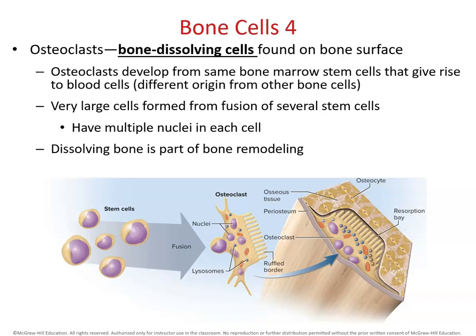Our last type of bone cell here is a little bit different. These are osteoclasts. They aren't in the same progression as the first 3 cell types we looked at. Here we have stem cells that differentiate into osteoclasts. Osteoclasts are bone-dissolving cells. They exist on the surface of the bone, and their job is to dissolve bone when that's necessary as part of bone remodeling or bone healing.